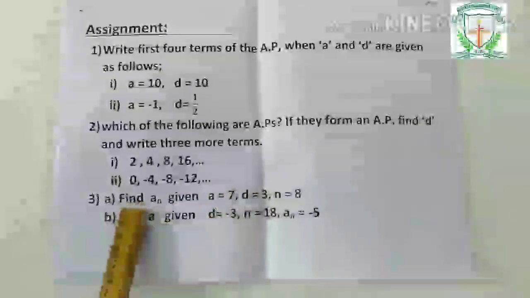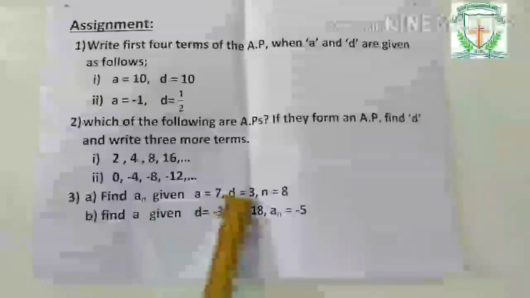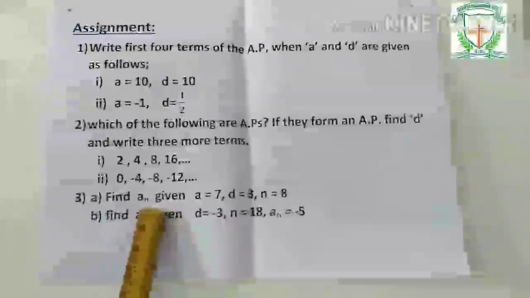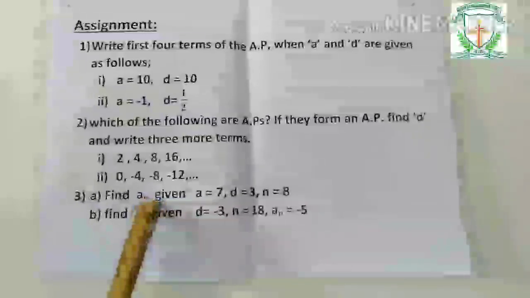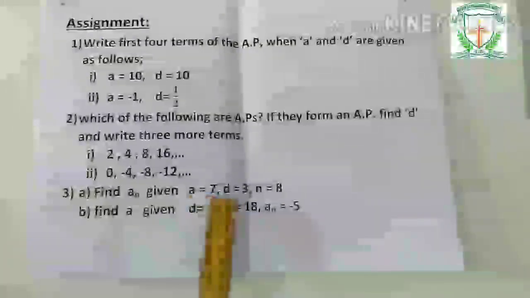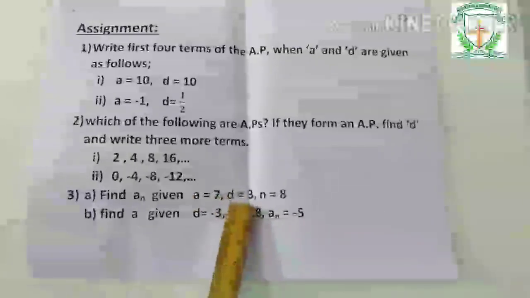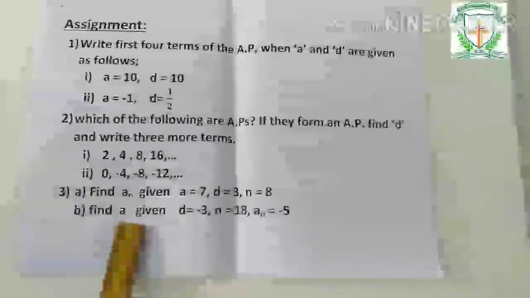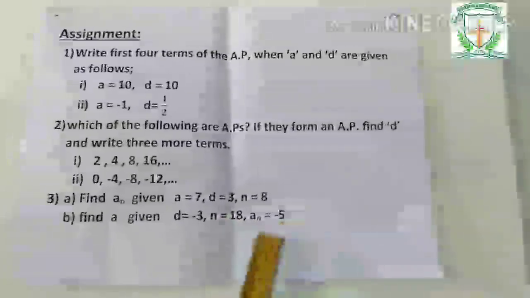The last one is find An. Given A is equal to 7, D is equal to 3, N is equal to 8. This is An is equal to A plus (N minus 1) into D formula. You apply, you try this or wait for the next class. Find A given D is equal to minus 3, N is equal to 18, An is equal to minus 5.